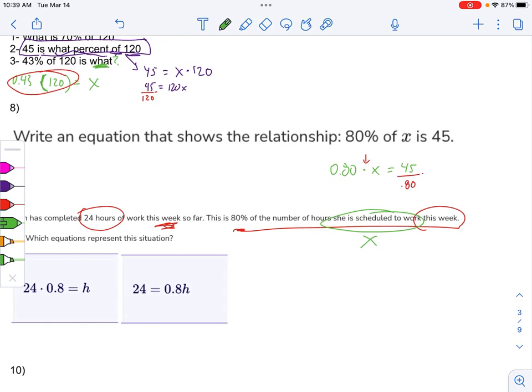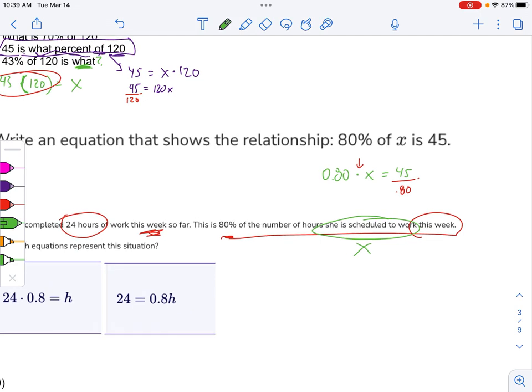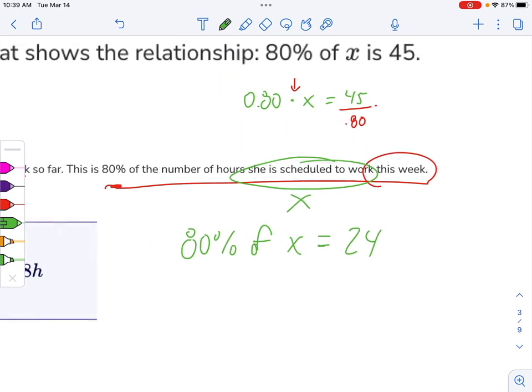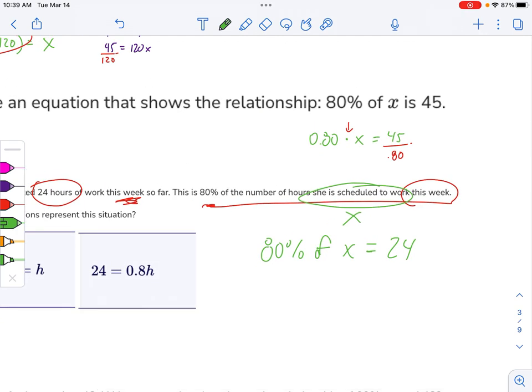So we need to write our equation. So let's see. 80% of her scheduled hours, which we don't know, is 24. I believe that's my equation. 80% of something is 24. Very often students have a misconception here that they want 80% of 24, but 80% of 24 is a smaller number. And she was actually scheduled for more hours. So make sure you check to see if your answer is reasonable. Like really go back and look and see, is my answer reasonable? Does it fit the story?